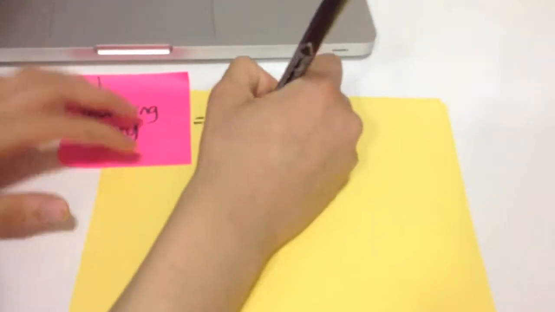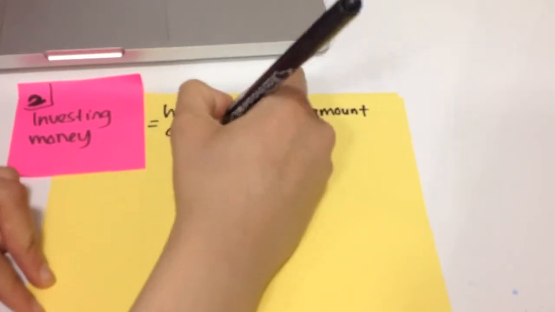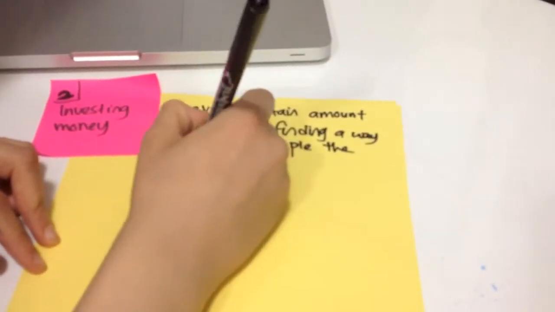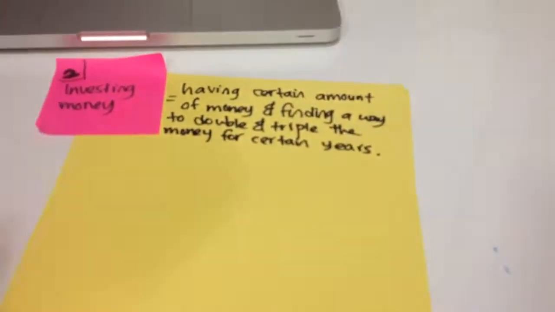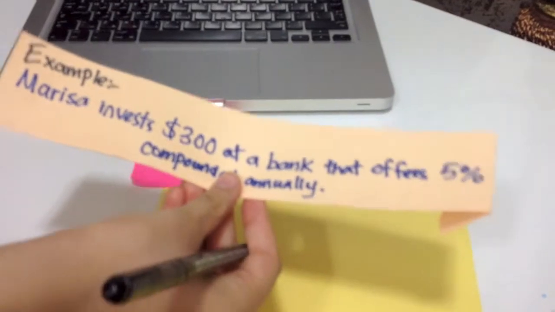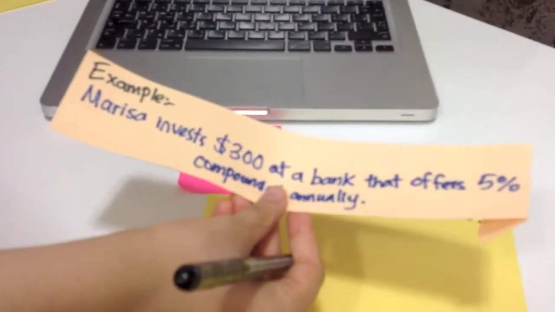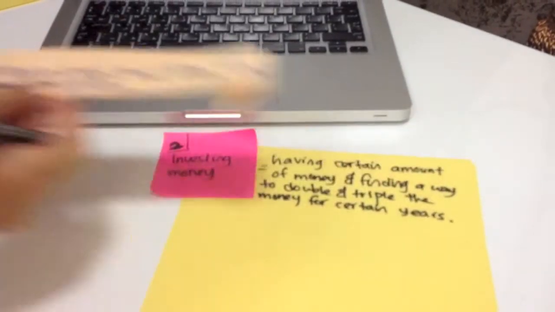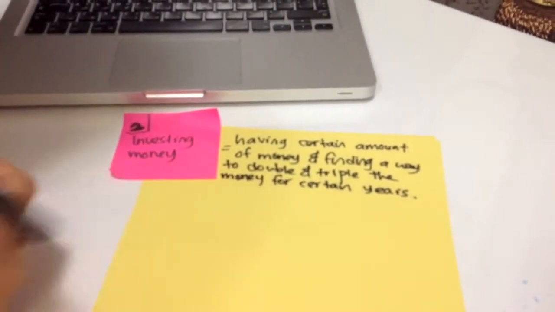Also, we have investing money, which means having a certain amount of money and finding a way to double and triple the money for a certain number of years. Example, Marisa invests $300 at a bank that offers 5% compounding annually. So we can find the growth factor for the investment and the equation to model the growth.